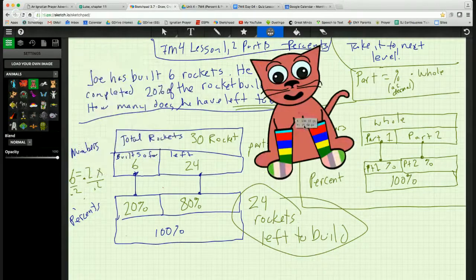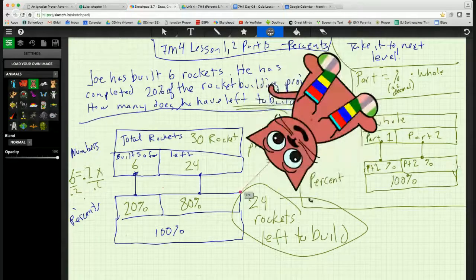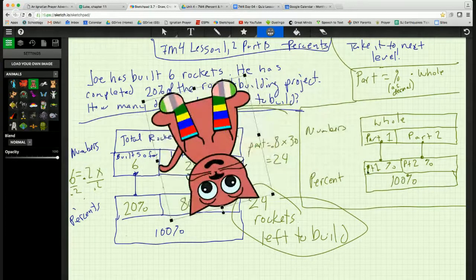Happy cat. Happy cat is purring loudly because he has a neat system. He's so happy he's standing on his head. He can see this cool system over here that he can use to solve a lot of these tricky problems.